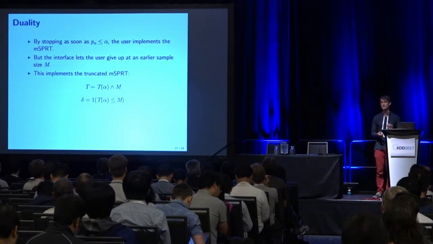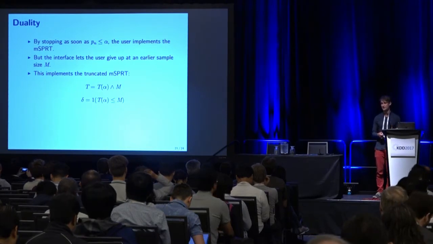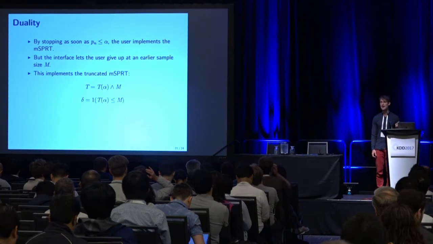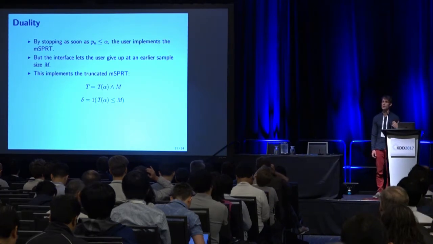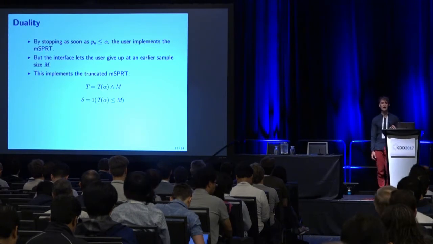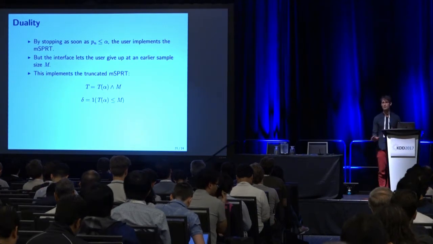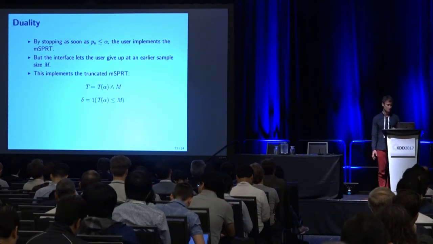But our interface does something better than just the MSPRT. It gives the user the opportunity to give up for failure. So if they're seeing the p-value doesn't fall below alpha, then they can give up. The way we think about that is we say the user has some sample size m at which they would give up. So 1 month, they can't run experiments any longer. They've got to give up, accept the null.